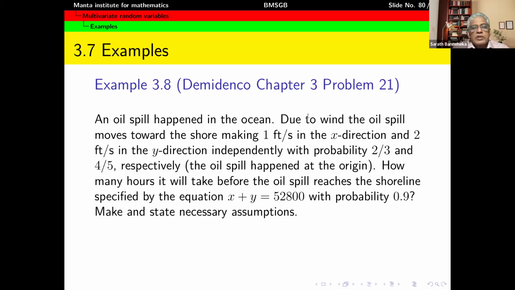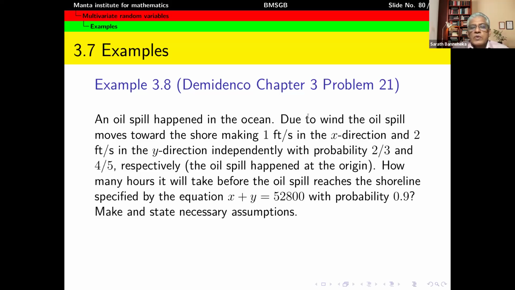So we are going to assume that the place where the spill occurred is the origin, and then from that point, we are considering a coordinate system with x and y. So this is considered as a two-dimensional problem.